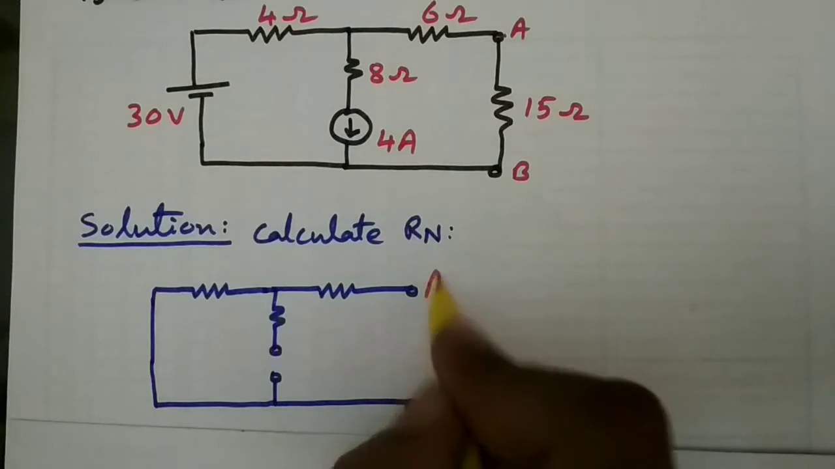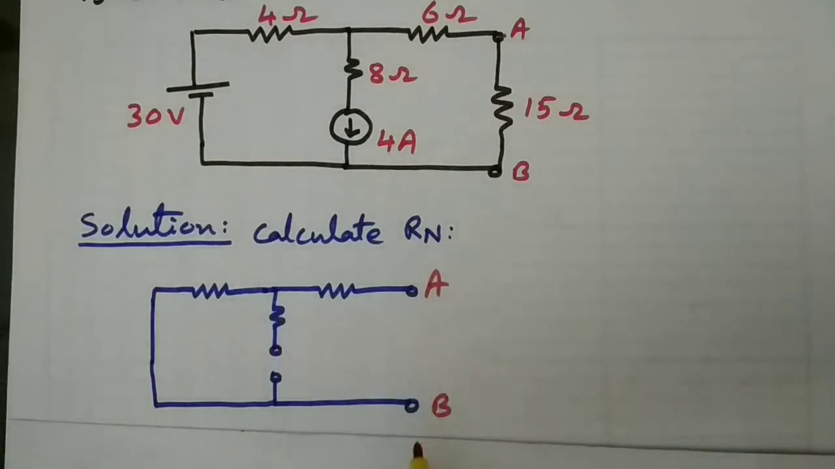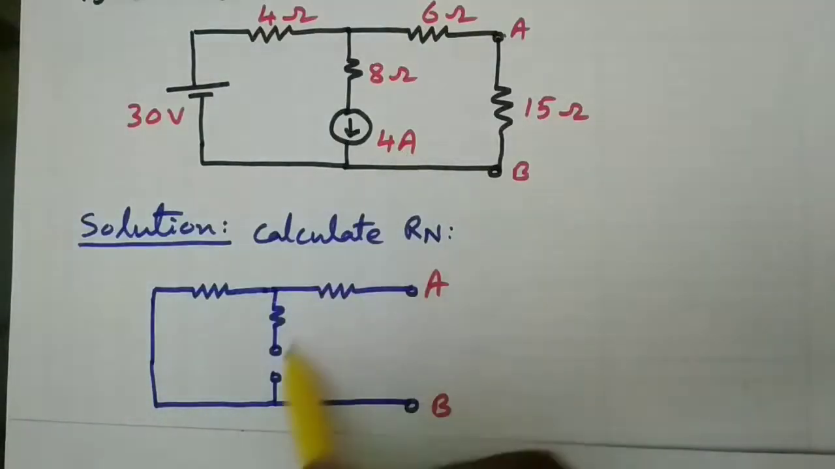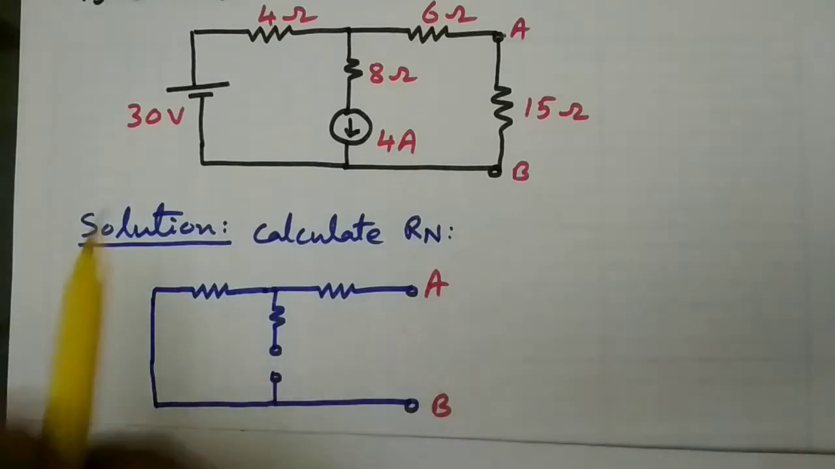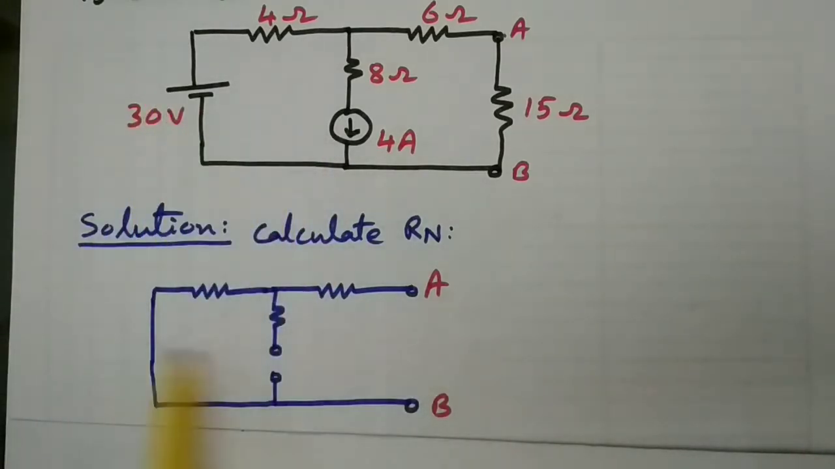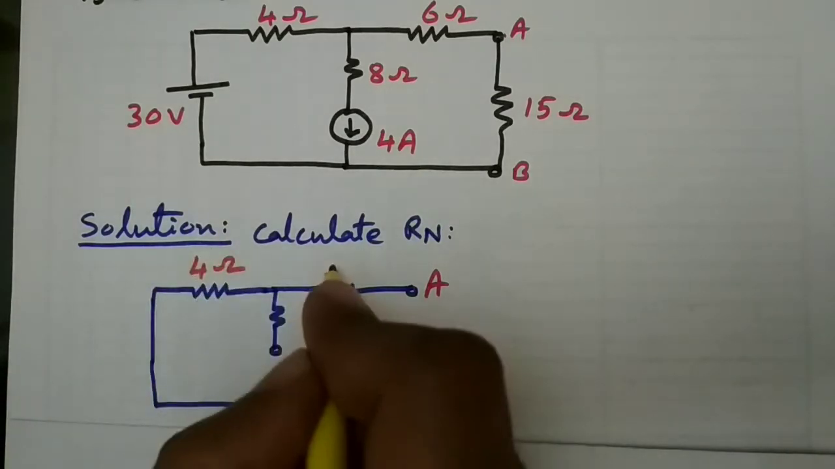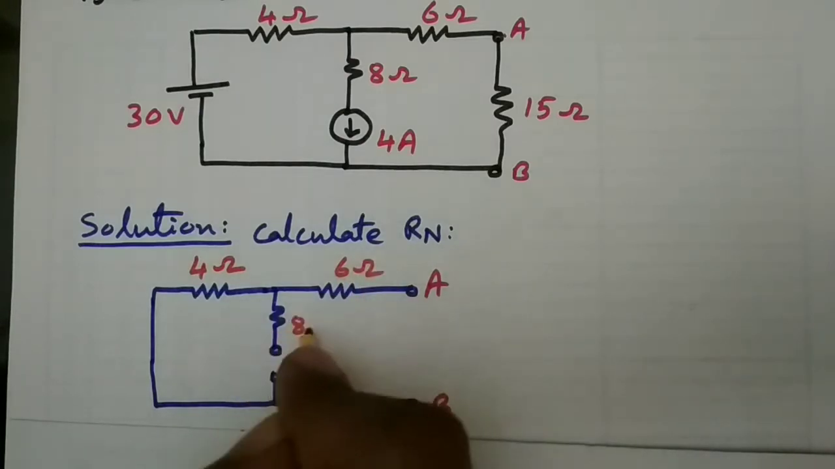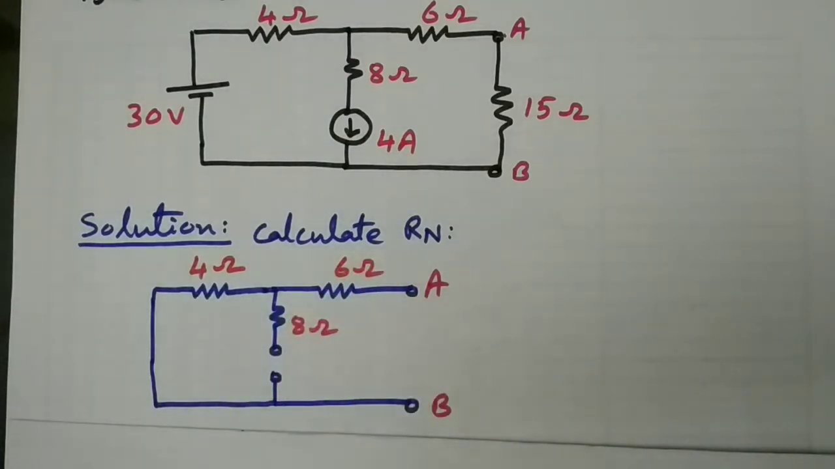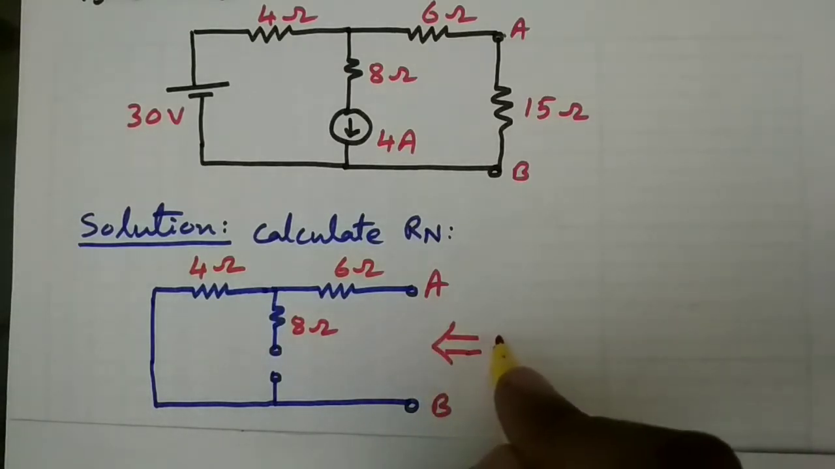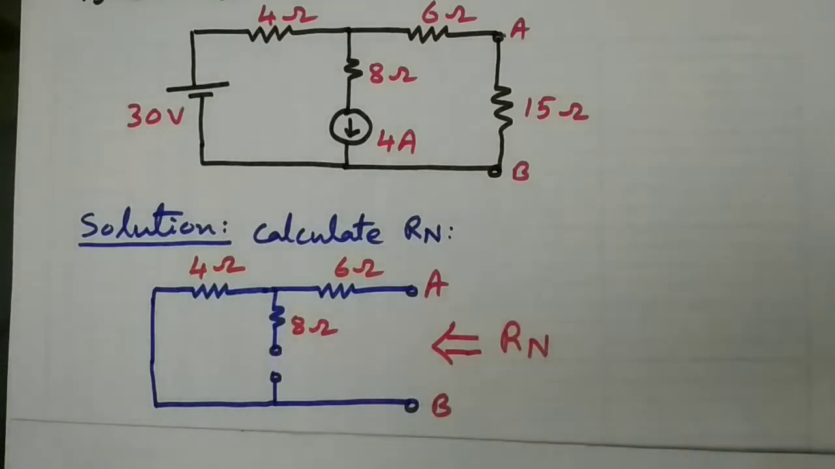So we have already opened the load terminal between A and B, and then we replace all the energy sources by their internal resistance. That means the 30 volt source is short circuited and the 4 ampere current source is open circuited. Then the resistances are 4 ohms, 6 ohms and 8 ohms. We have to calculate the equivalent resistance from the open load terminal side, and it will be the value of RN.